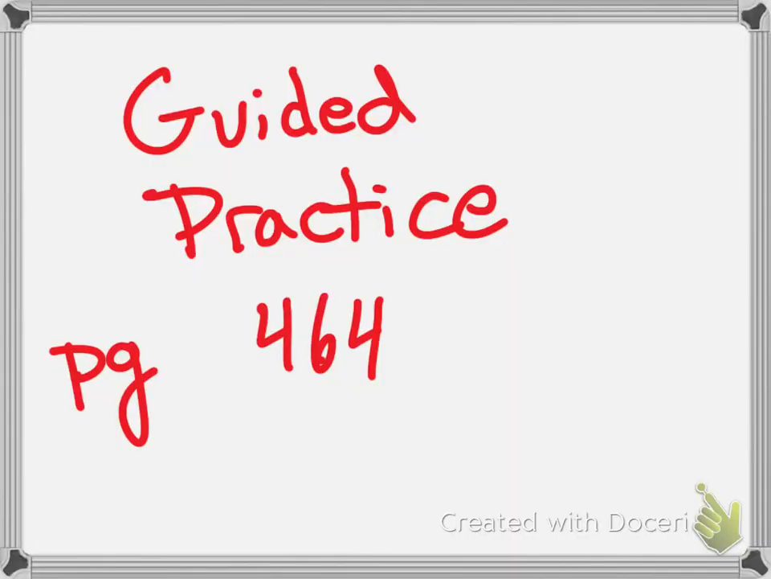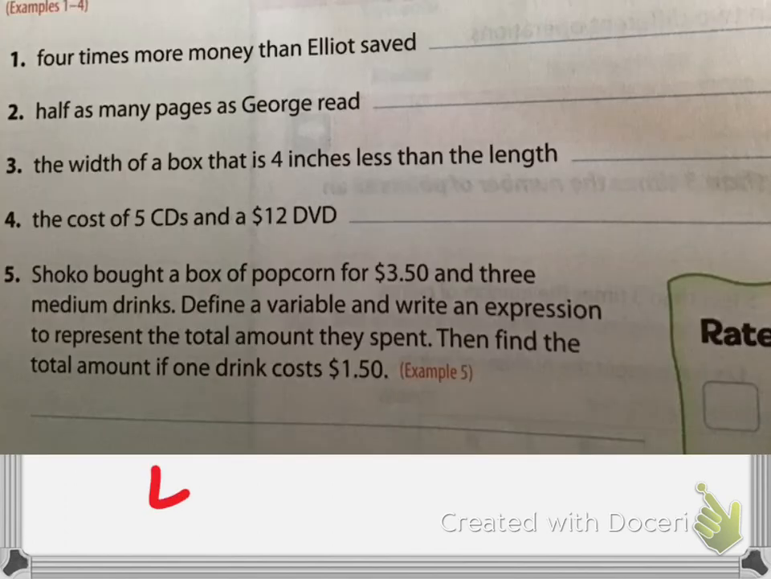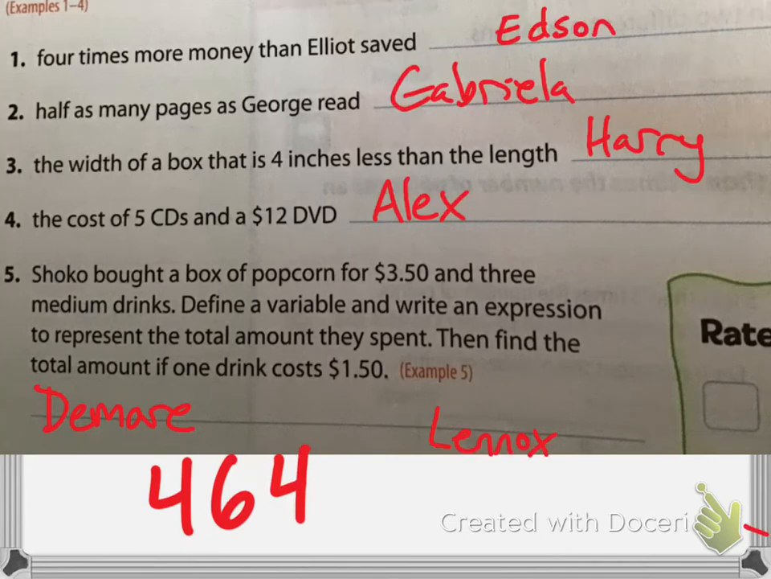I want you to go to the guided practice, page 464. So go to page 464. Edson, what did you get for number 1? X times 4. Perfect. X times 4 or 4x. Let's see. Let's work on this together.